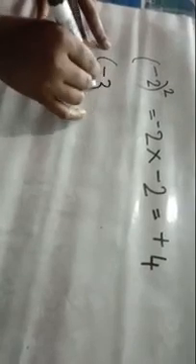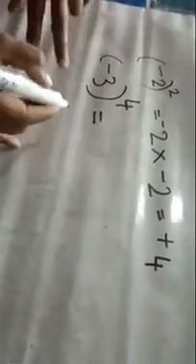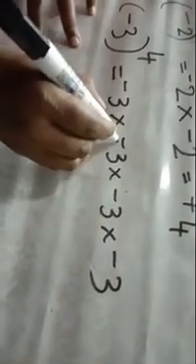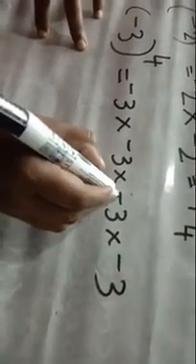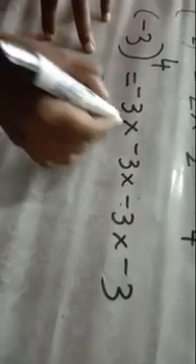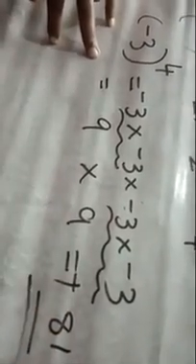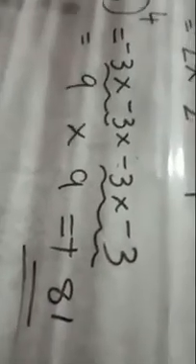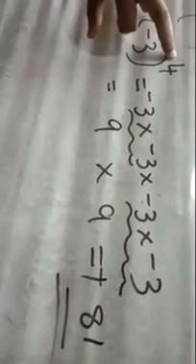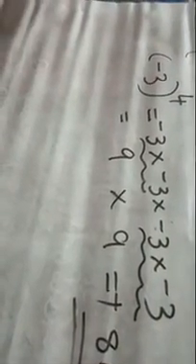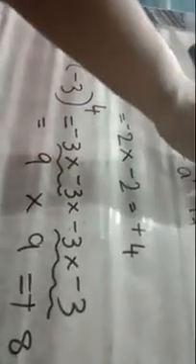One more example: (-3) raised to 4 means -3 into -3 into -3 into -3, 4 times. Negative into negative, positive. Positive into negative, negative. Then negative into negative, positive. So the answer is positive. -3 into -3, positive 9. Again, -3 into -3, positive 9. 9 nines are 81. Positive 81. So this is also a positive number. That means when the power is even, 4 is an even number, for a negative base, the answer is also a positive number. That is, (-a)^n is a positive number if n is an even number.